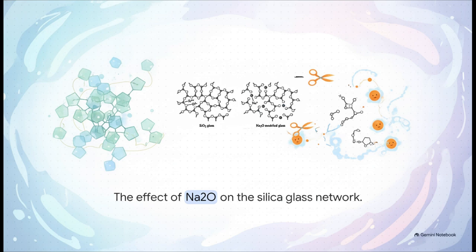The oxygen from the modifier enters the network and actually breaks up those continuous bonds. And the sodium ions, they don't even become part of the main structure, they just kind of sit right there in the empty spaces. By disrupting this glassy network, we drastically lower the mixture's viscosity, making it infinitely easier to work with and form into shapes.